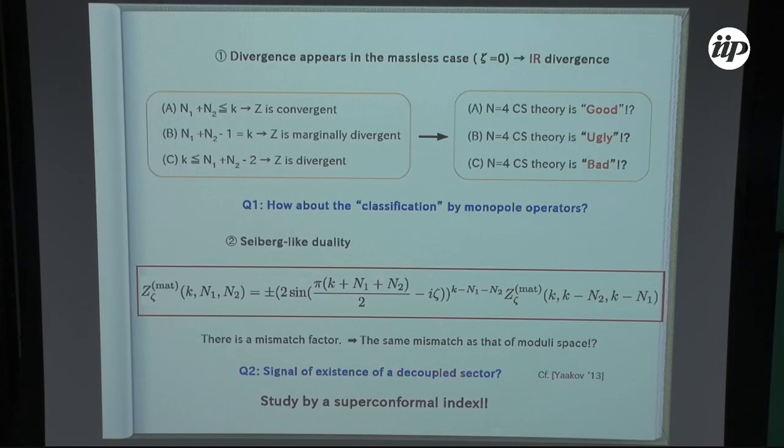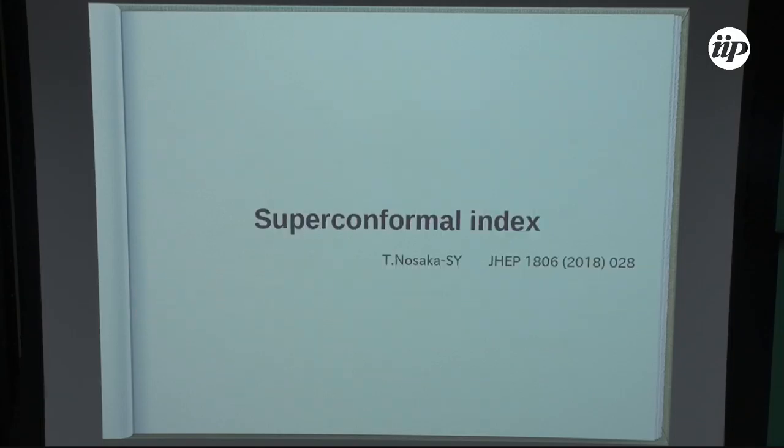This was pointed out by Yaakov in 2013. Actually, we did not know this fact. At that time, we just noticed this factor, but we just left it. But my collaborator actually met Yaakov, and he suggested to us that this theory might be bad or good, and that this may be a signal of some decoupled sector. So we study this by the superconformal index. Any questions so far?